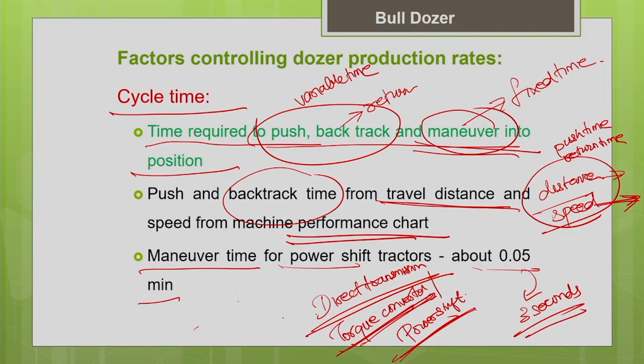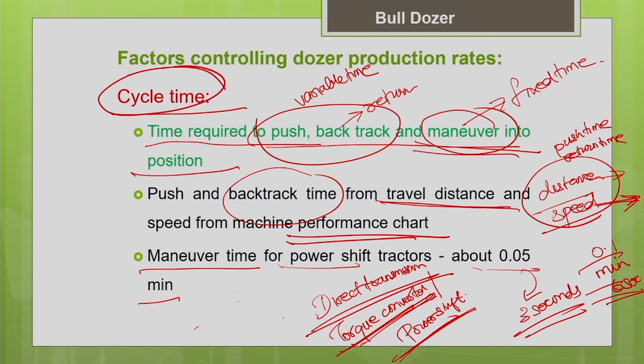But for manual gear change, that is direct transmission, it will be 0.1 minute, say 6 seconds. So you need to know that based upon the mode of transmission, whether manual gear change vehicles or automatic gear change vehicles, the time taken for maneuvering will vary. That will also affect the total cycle time of the machine. So if you want to make an accurate estimate, we have to consider all these things.